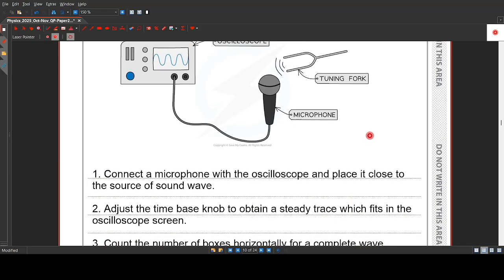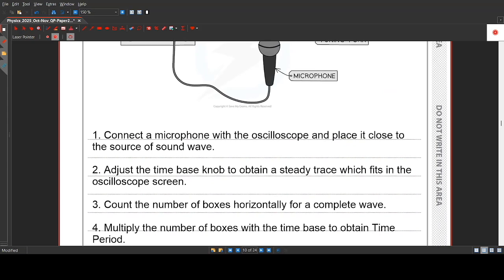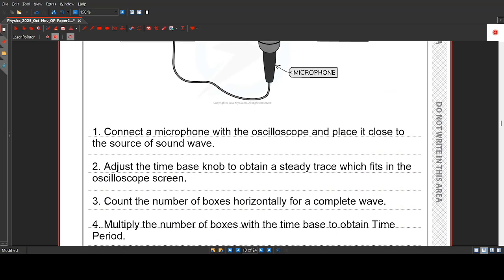We're going to count the number of boxes horizontally which fits an entire wave, and then we're going to multiply the number of boxes with the time base to obtain a time period. Now in this context, boxes basically represent divisions, so you can also write divisions over here as well. Count the number of divisions horizontally for a complete wave, and then multiply the number of divisions with the time base to obtain time period.